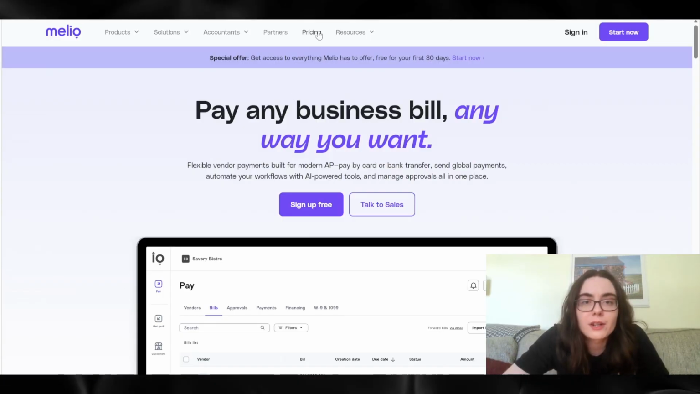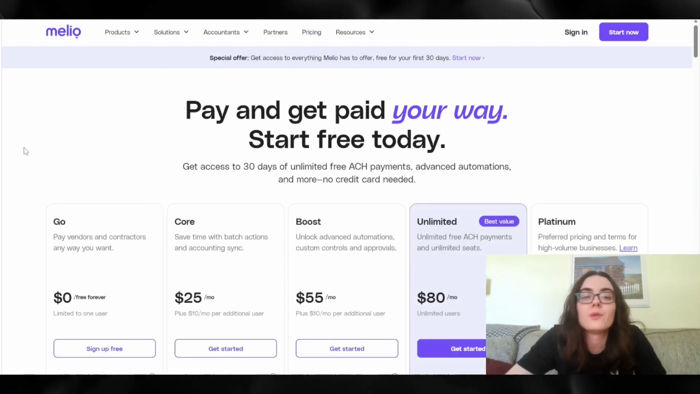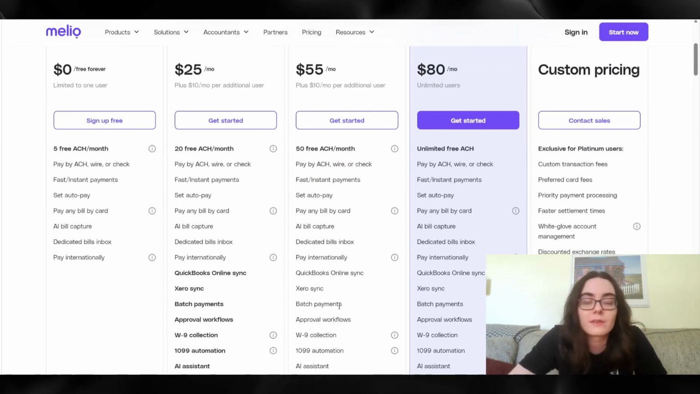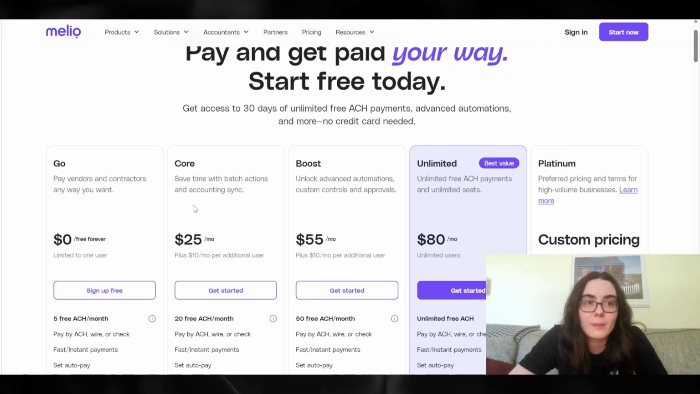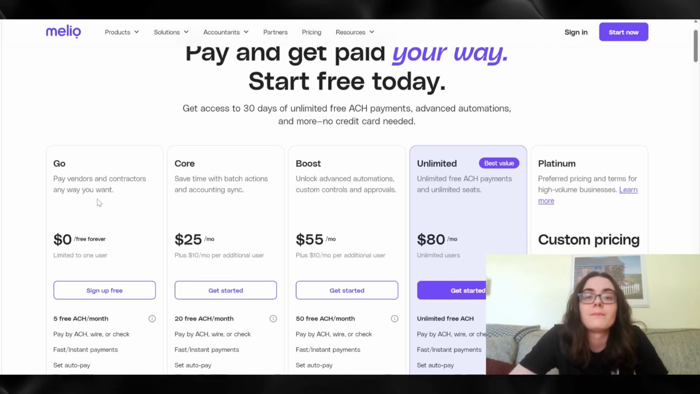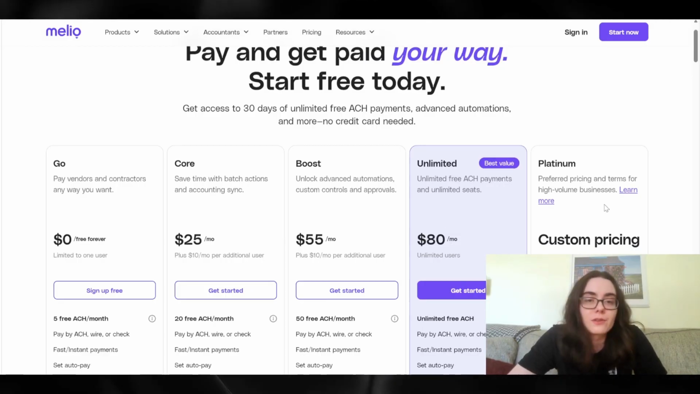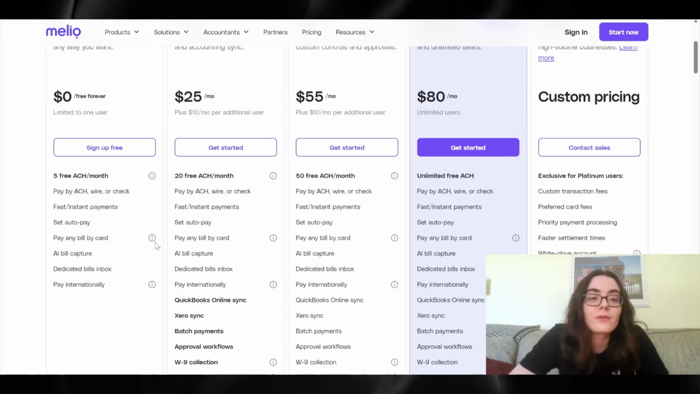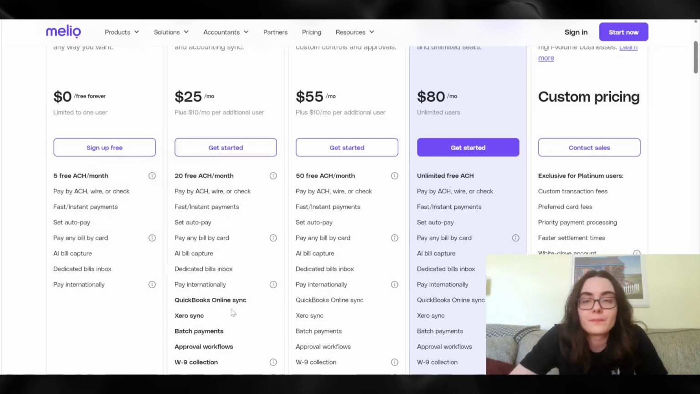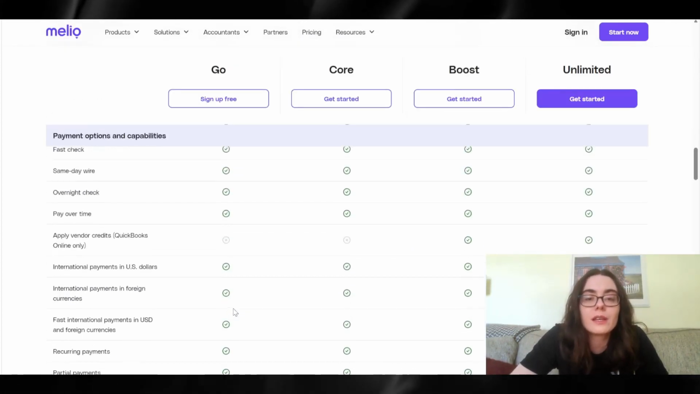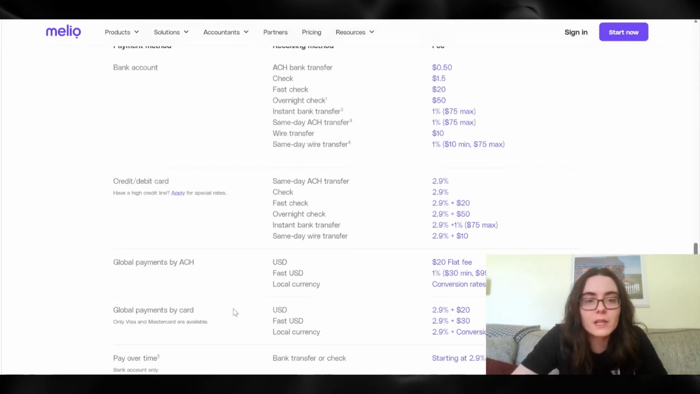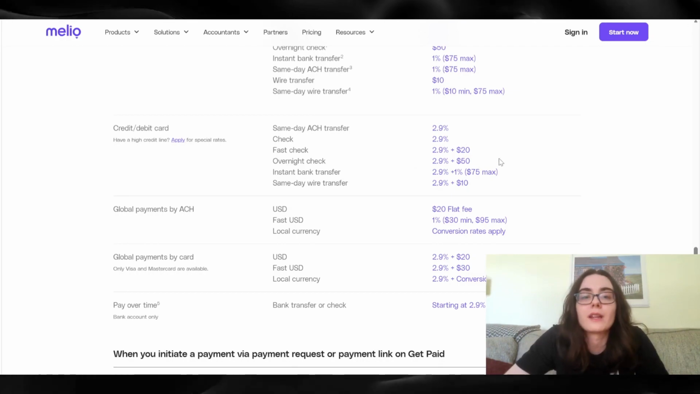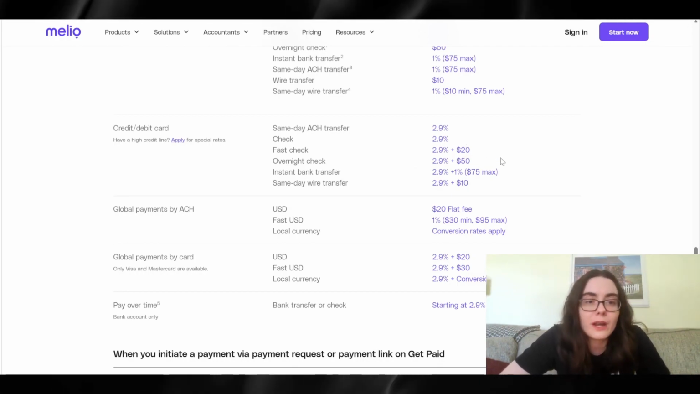Their pricing structure is a little bit different because, as I said, they have a lot more features available, like free ACH and all kinds of different things. So with that, you do have to pay for a plan, although they do have a free plan. It goes up to $80, and then there are also custom plans available. But there is a free plan, so you can get started with that, and even the free plan lets you pay bills with a card. So keep that in mind. And then when you're looking at the transaction fees, it's a 2.9% fee, unless you're doing fast check or overnight check or something like that, but otherwise 2.9% is what you're paying.